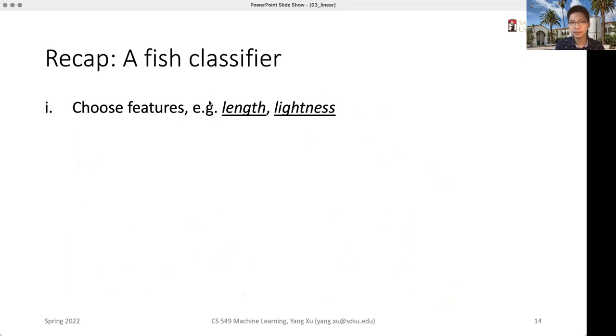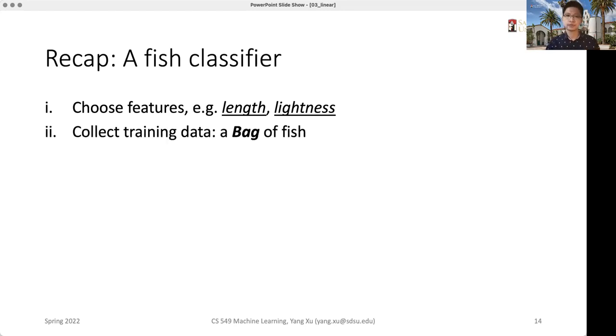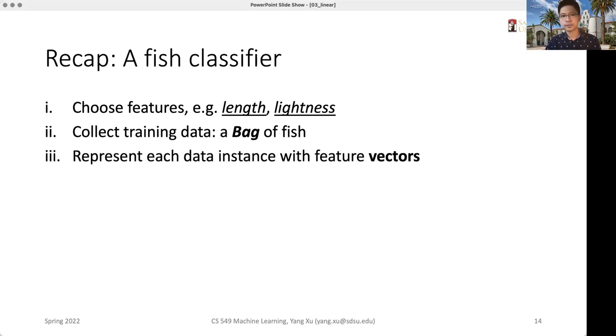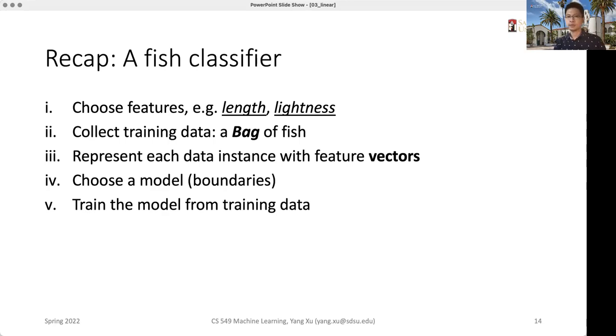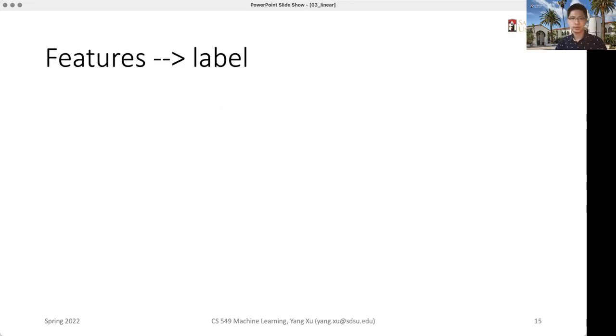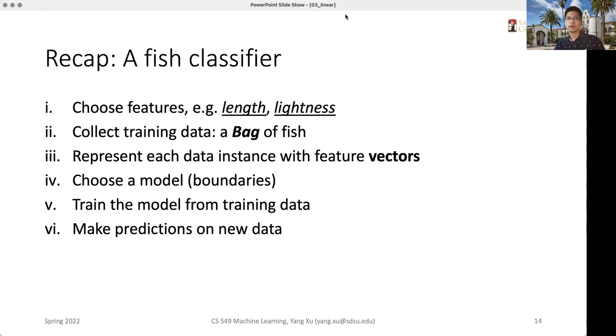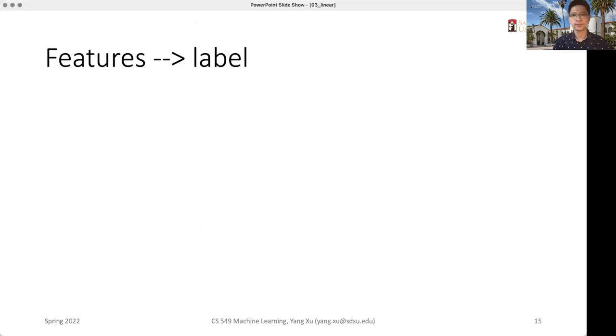Okay, so as a recap, when we want to train a supervised learning model for simple classification tasks, the first step will be choosing features, right? And then we collect data and we represent data with feature vectors. And then we choose a model, and different models result in different boundaries. And then training and making predictions. So that's pretty much the procedure that we will take for a supervised learning task.